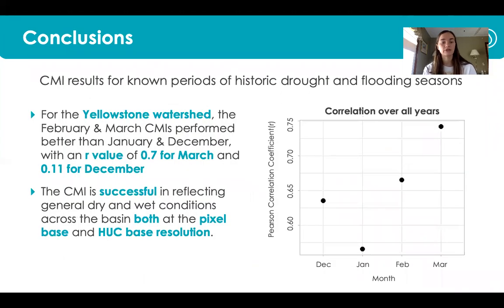And so for the Yellowstone watershed, the February and March CMIs performed better than January and December, with an R value of 0.7 for March and 0.11 for December. And that's what you see here on the right, month versus Pearson correlation coefficient, or R. And after December, our correlation improved by month. So March was found to be more successful in relating to spring discharge.